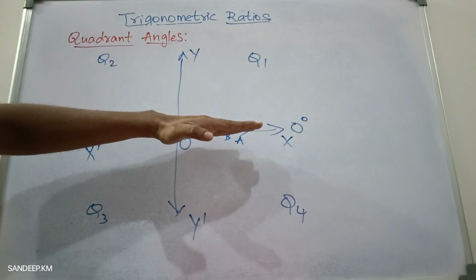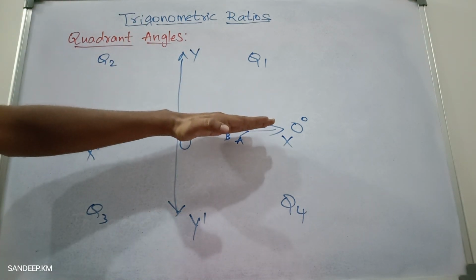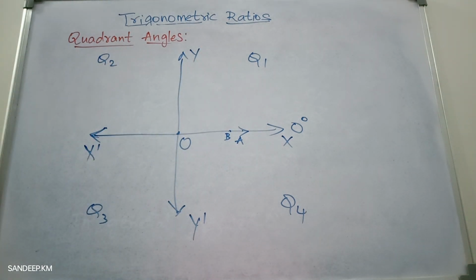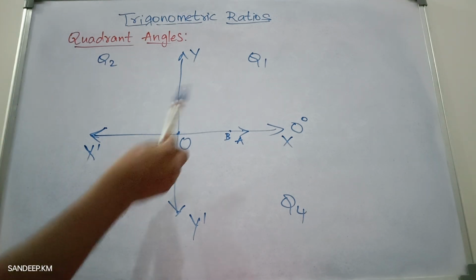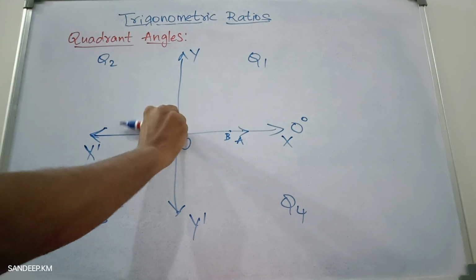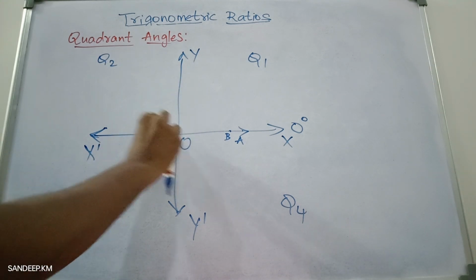For quadrant angles, the terminal ray will be coinciding with either OX or OY or OX dash or OY dash. So keep this in mind. Quadrant angles are the angles where the terminal ray is either coinciding with OX or OY or OX dash or OY dash.